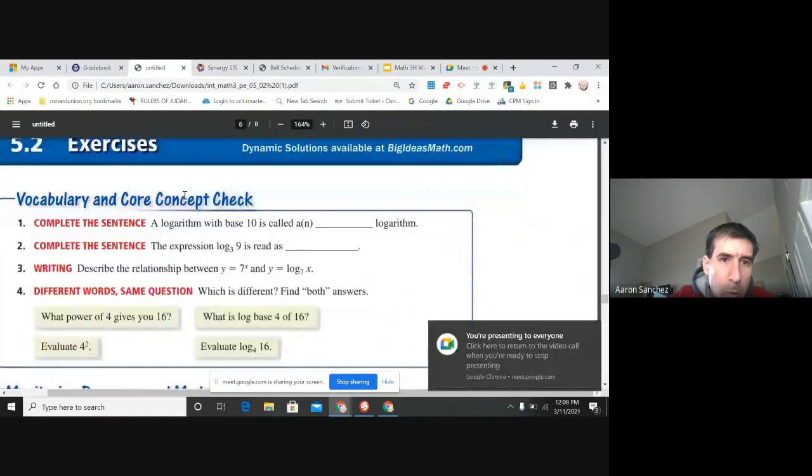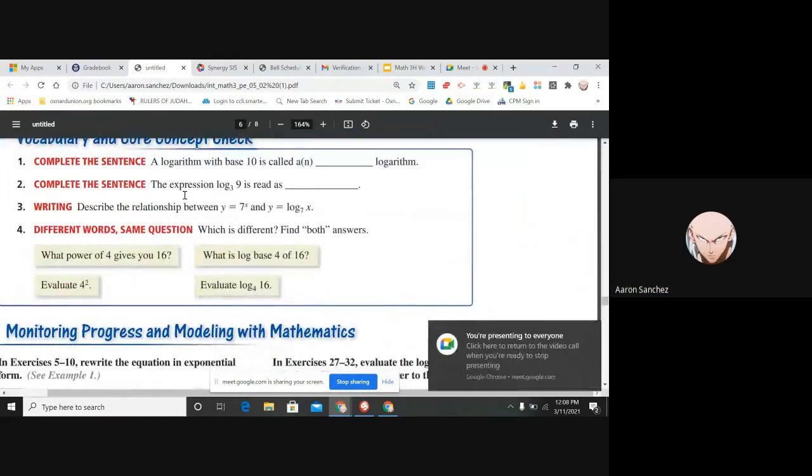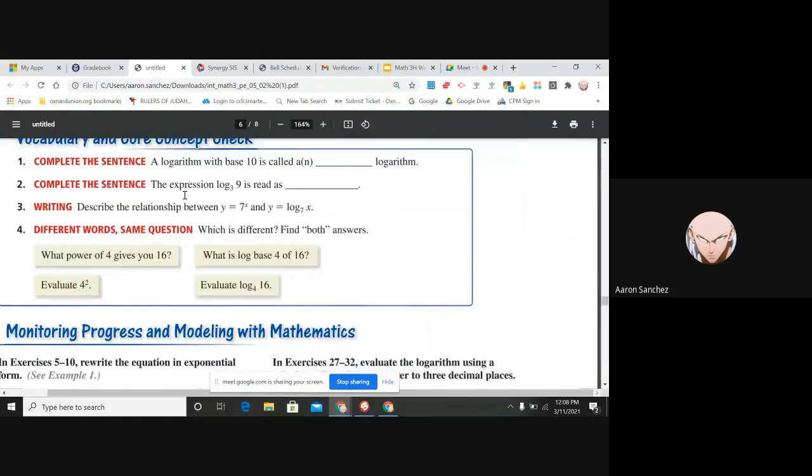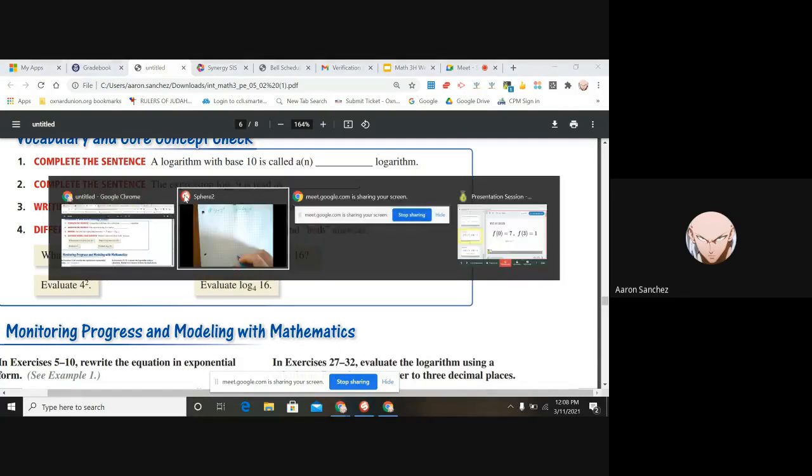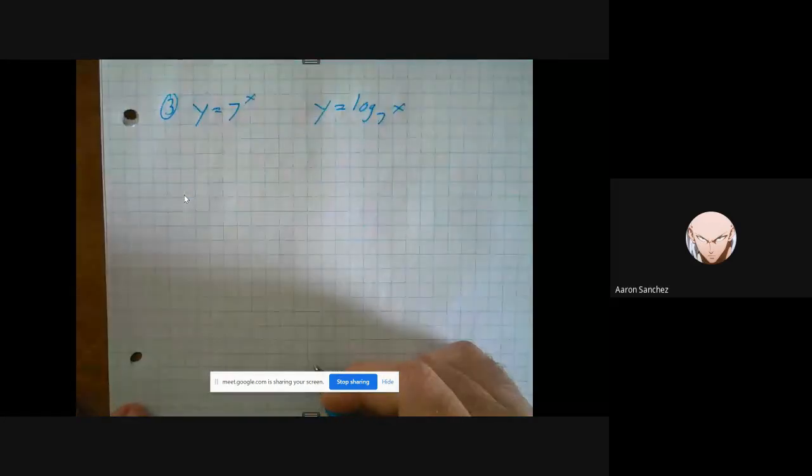Okay, number 3 is kind of weird, so I'm going to show you what the answer is, and I'll explain it later on, because I need a problem to show you how to do this, and we'll get back to 3. So number 3, we have two relationships, y equals 7 to the x, and y equals log base 7 of x. Okay, actually, you know what? I'm going to show you guys. Can you guys see here? There's 3. Go ahead and write that down.